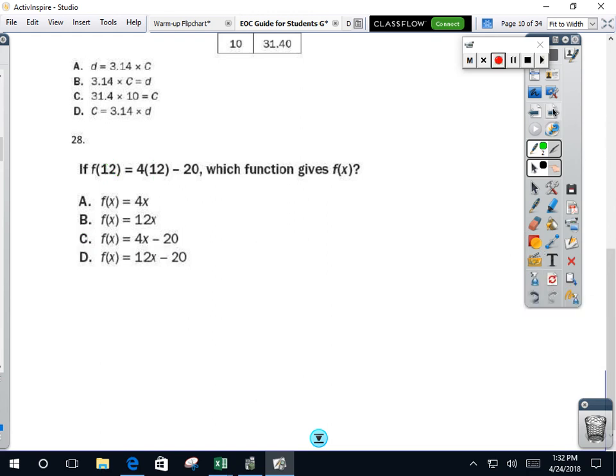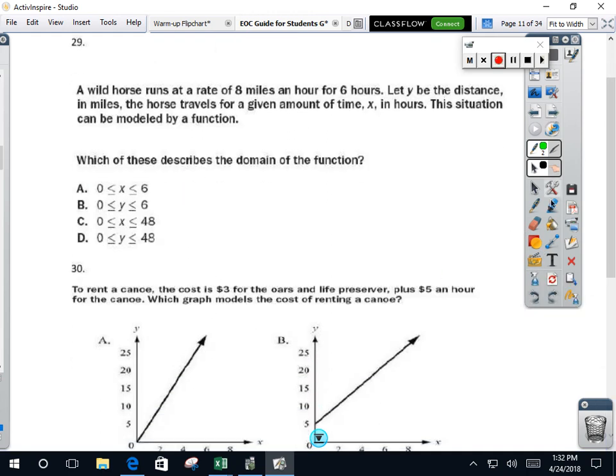All right, number 29. A wild horse runs at a rate of 8 miles an hour for 6 hours. Let y be the distance in miles the horse travels for the given amount of time x in hours. This situation can be modeled by a function. Which of these describes the domain of the function? Josh, what's domain mean? X. So Josh, only Josh, we can eliminate which choices now?